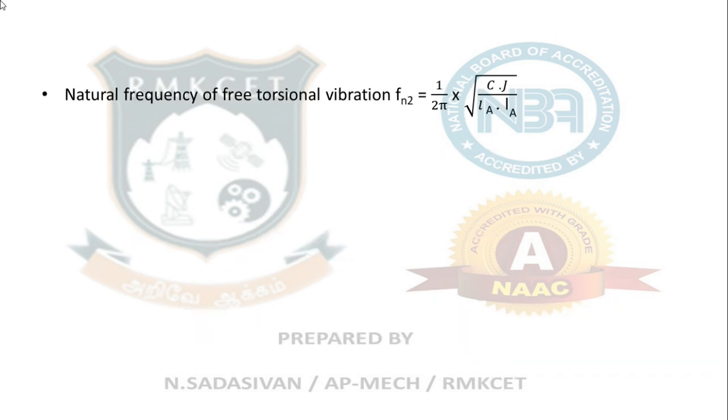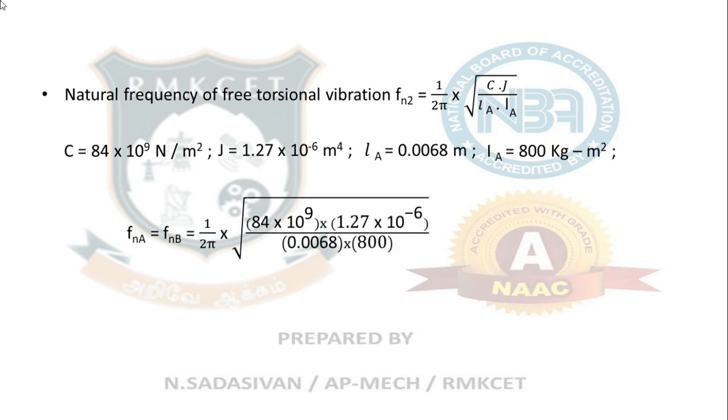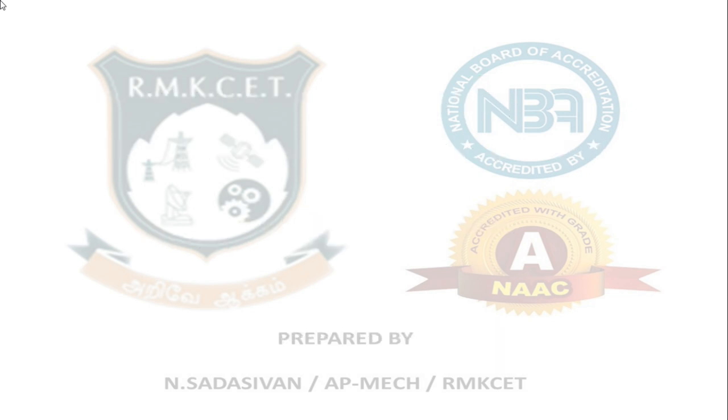Similarly, for the second case, take the other LA, all the other values are the same, no change. So C is the same, J is the same, only LA changes to 0.0068, IA is the same. Put all the numbers into the square root. Same thing, you will get 22.3 Hz. So this is the two node torsional frequency. Hence the natural two node torsional frequency of the vibration is 22.3 Hz. So that completes the problem.